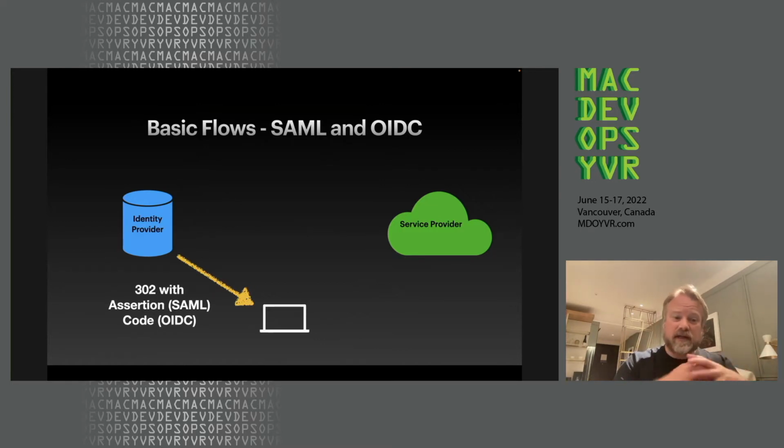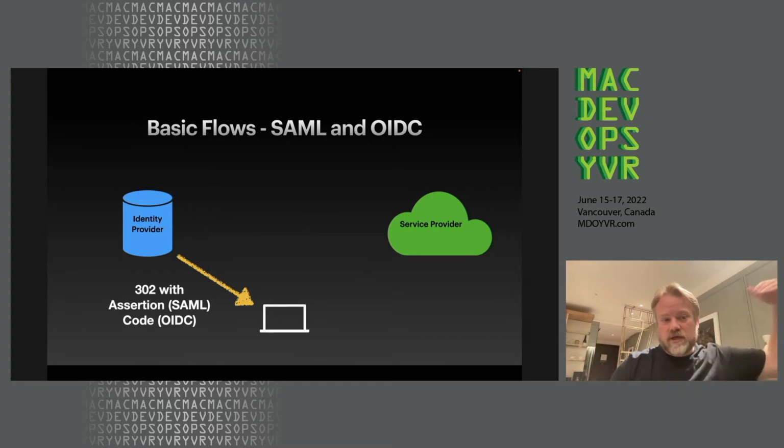If it's SAML, it'll have a SAML assertion in it. We'll show you some assertions in a little bit. If it's OpenID Connect, there's a couple of OpenID Connect flows, but this will typically have a code. So some sort of random string that's going to be used to check back in with the identity provider and pick up some tokens. All right.